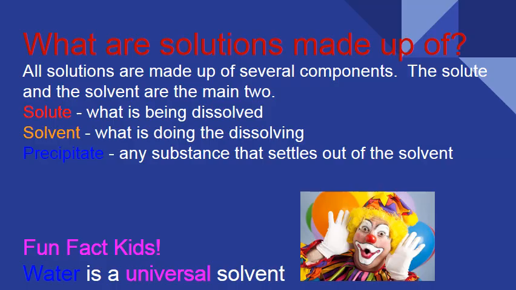Now, what are solutions made up of? All solutions are made up of multiple parts. The solute and the solvent are the main two parts. The solute, that is what is being dissolved. The solvent, that is what is doing the dissolving. And the precipitate is what is left over, or what settles at the bottom.